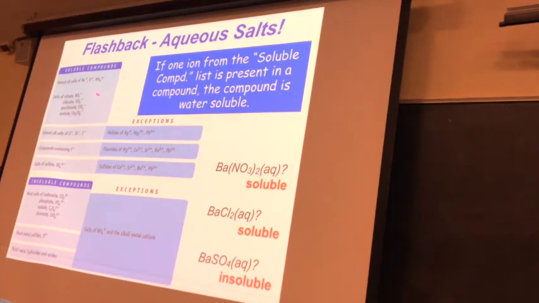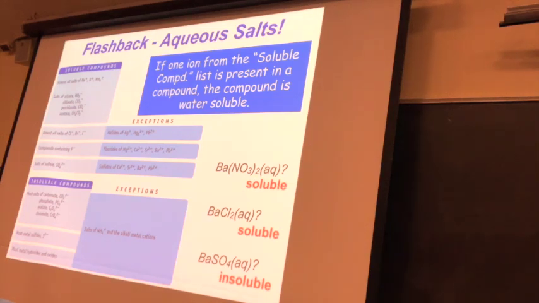So anything with nitrate is AQ soluble all the time, no exceptions, at least so far. Chlorides are usually AQ, which means soluble, which means you wouldn't see a solid. The exceptions would be silver, mercury, and lead. On the other hand, most of the sulfates are soluble, AQ, but barium is an exception. So we wouldn't write BaSO4 AQ, we would write BaSO4 solid because it's insoluble.